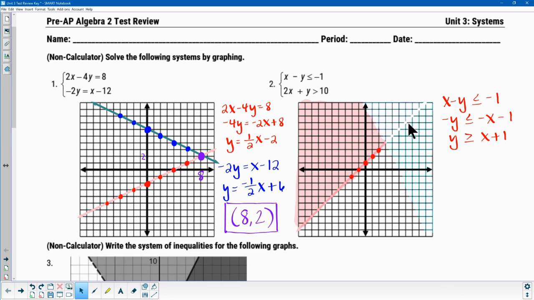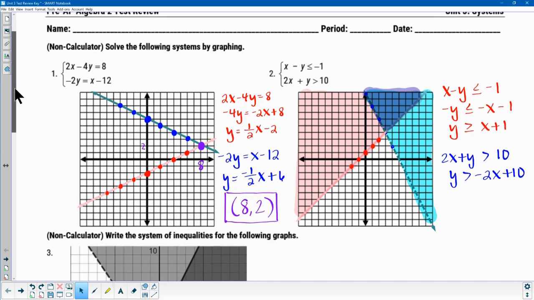Now I have a little bit of overlap. That's where my solution is going to be. That's why it's not showing up yet. But we're going to do the same thing for our second equation. So I'm going to first get y isolated on the left-hand side. My y-intercept is +10. So I have my first point at 10. And my slope is -2. So I am going down 2 over 1, down 2 over 1. And I am also interested in the y values greater than that line. So I'm shading above, and my solution area is going to be the overlap between the two shaded regions.